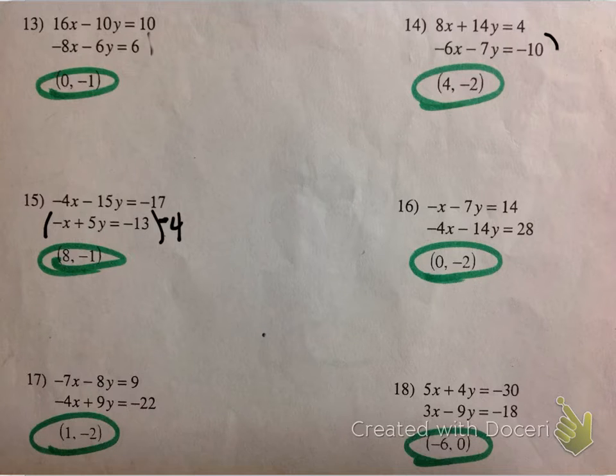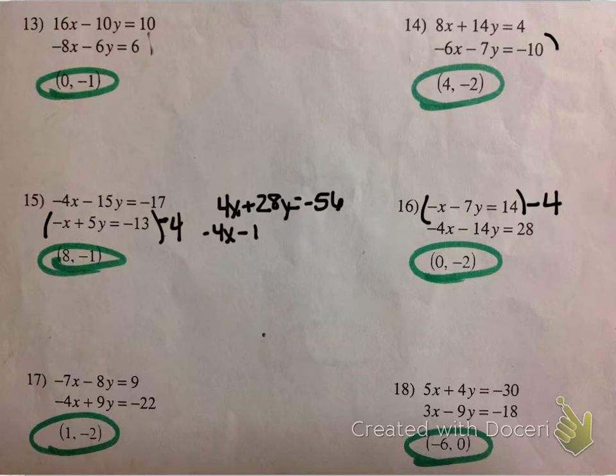All right, so here we go with number 16. So here again, I'm going to multiply by -4 because they are the same sign. I need to change it. So 4x plus 28y equals -56. Negative 4x minus 14y equals 28. All right, so look at that real close to see where I got that. Again, -1x and -4x are the same sign, so that let me know I need to multiply by a negative.